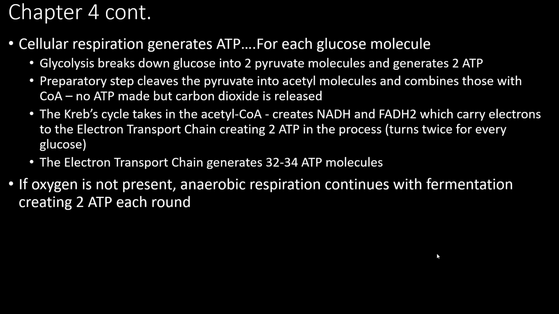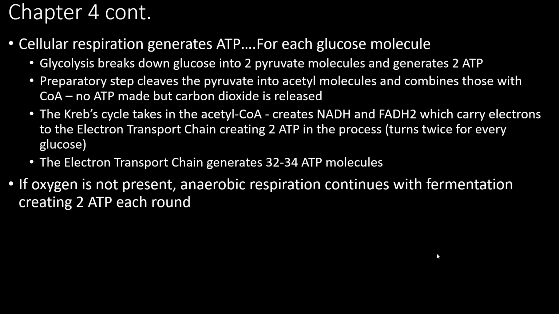This is going to turn twice since we have 2 of these molecules. And this is going to create some NADH, some FADH2, and they're going to carry the electrons to the electron transport chain. But as the Krebs cycle does rotate, since it rotates twice, we do see 2 ATP being made. So now we're up to 4 ATP.